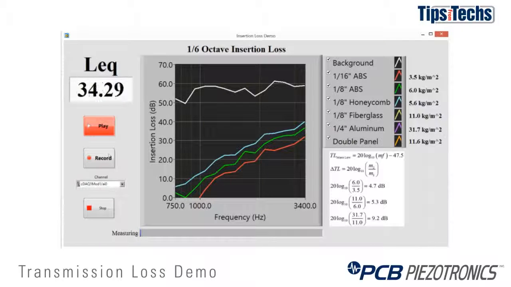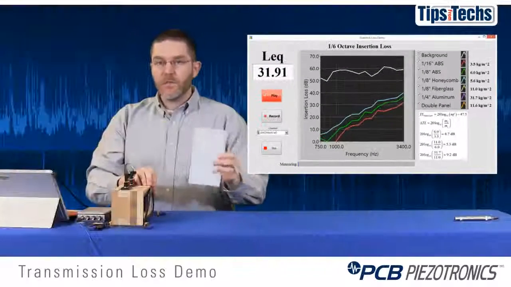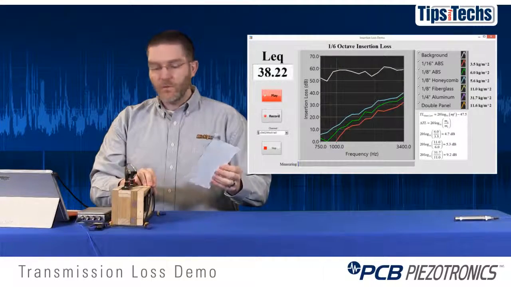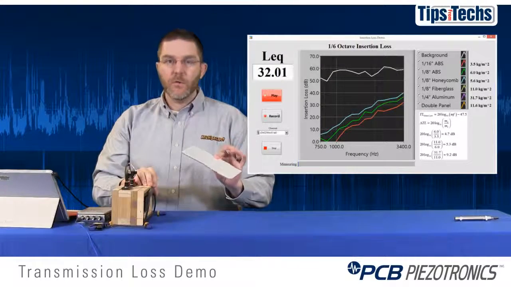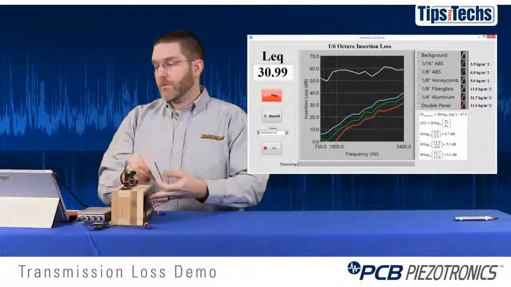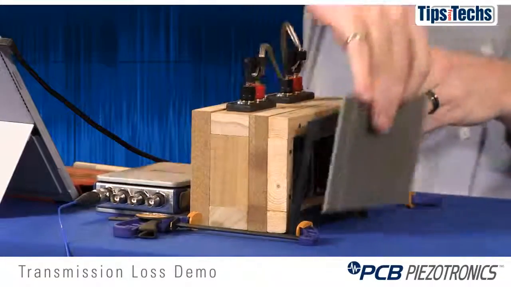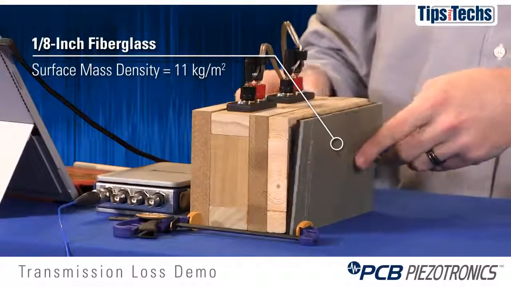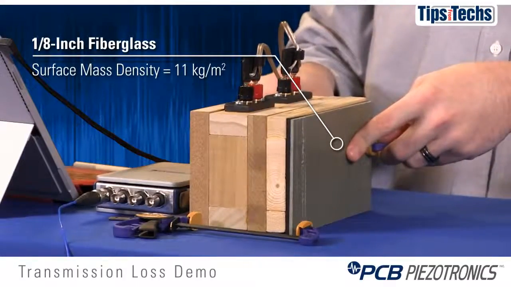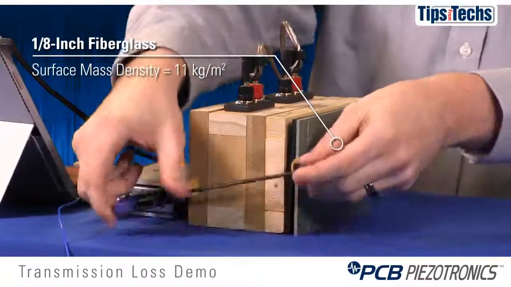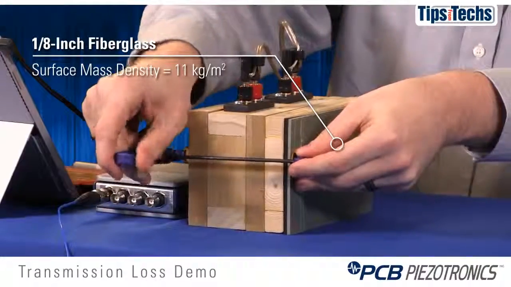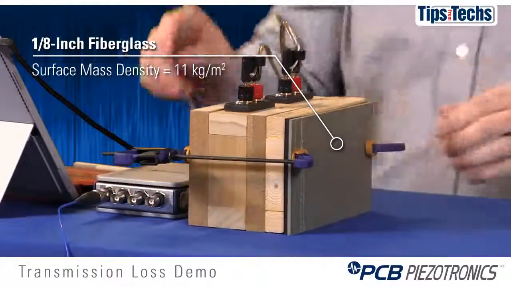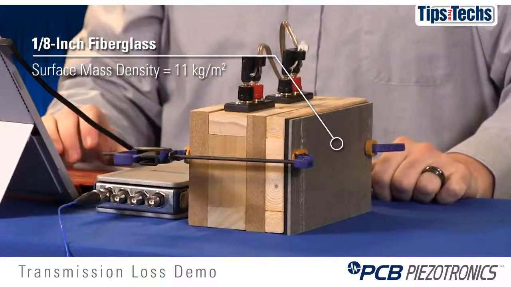As you can see, at low frequencies, we get a slightly better insertion loss with the double panel material due to double panel transmission loss. Next, we'll go to a heavier material. This is an 1/8 inch fiberglass, and this is about 11 kilograms per square meter, so almost twice as heavy as the ABS plastic. So we should see about a 5 dB increase in insertion loss with this material.